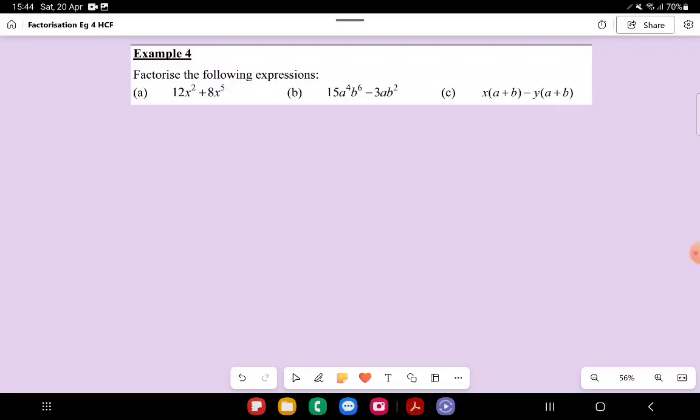This is a grade 9 video. We are going to learn how to factorize. Now, when we are factorizing, we need to break things into pieces.